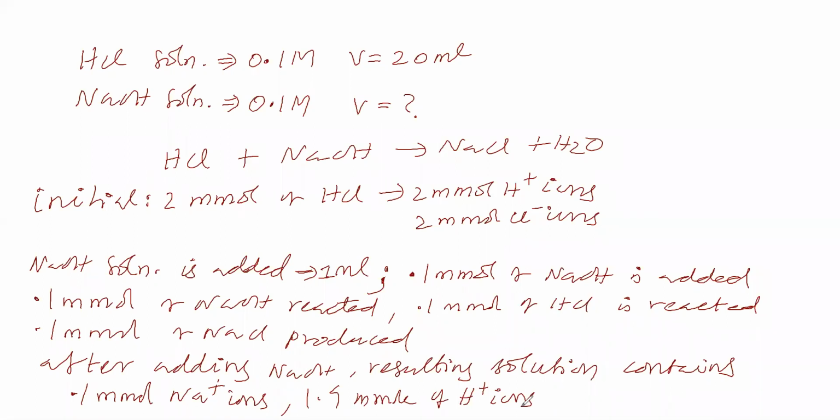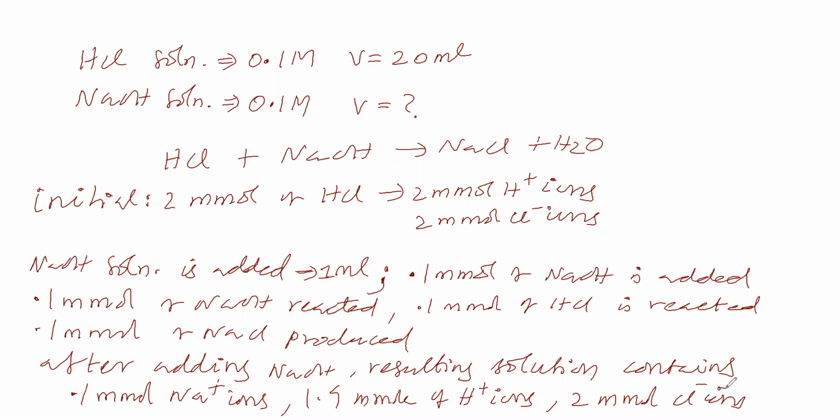Initially you have taken 2 millimoles of Cl minus ions. 0.1 millimole of Cl minus ions reacted here, but 0.1 millimole of Cl minus ions are produced. Therefore, there is no change in the number of millimoles of Cl minus ions, so we can write 2 millimoles of Cl minus ions.